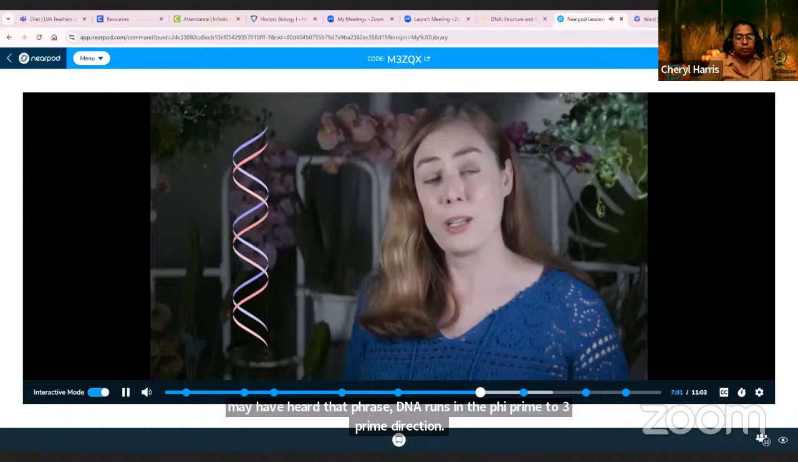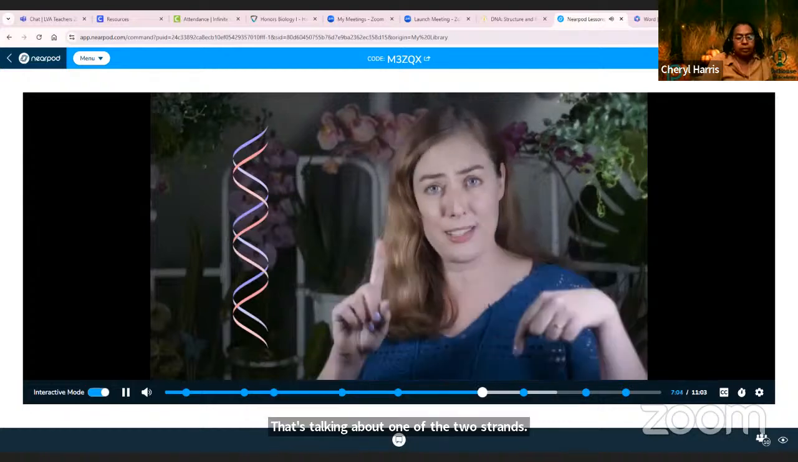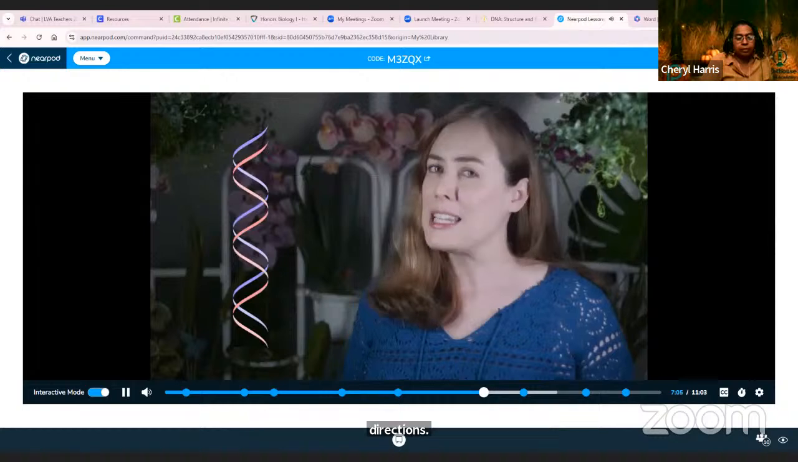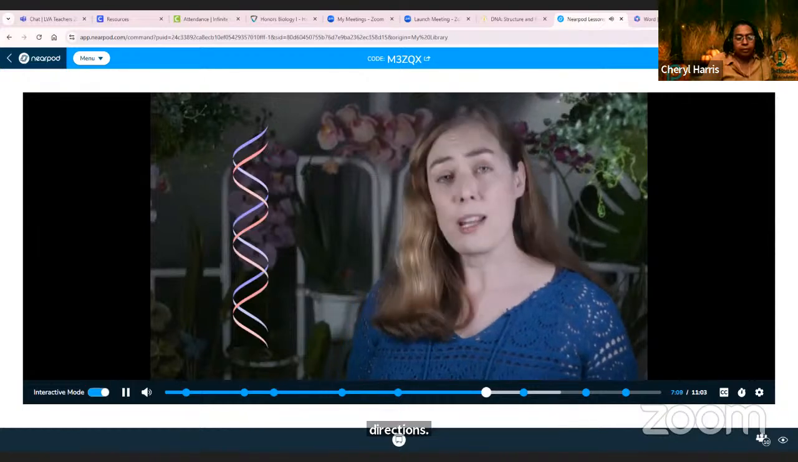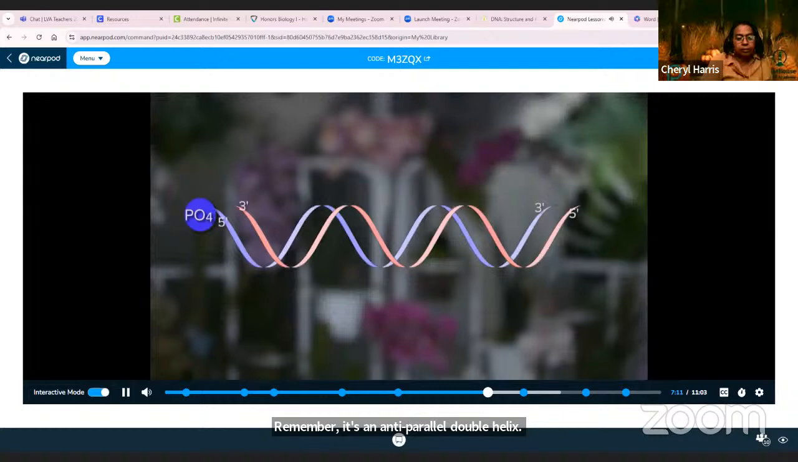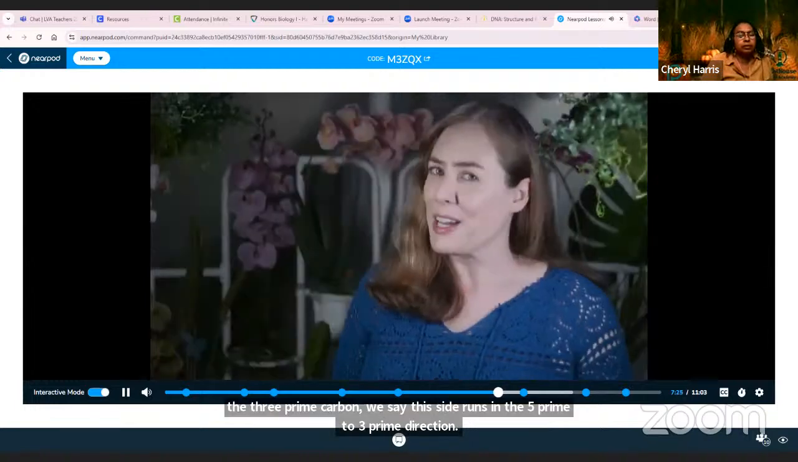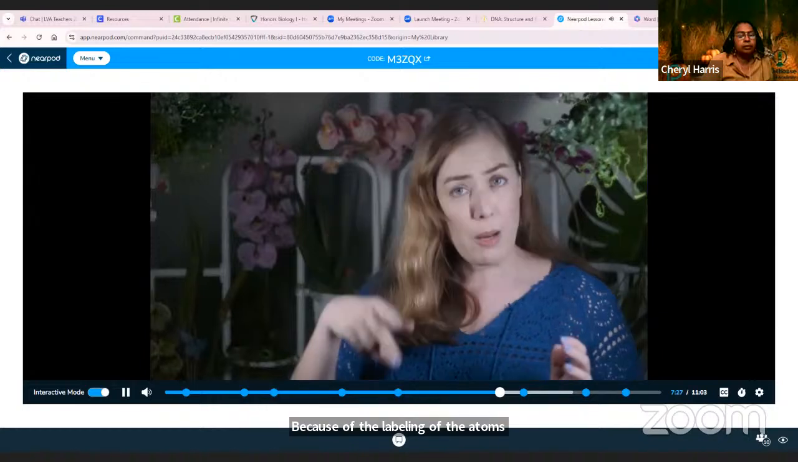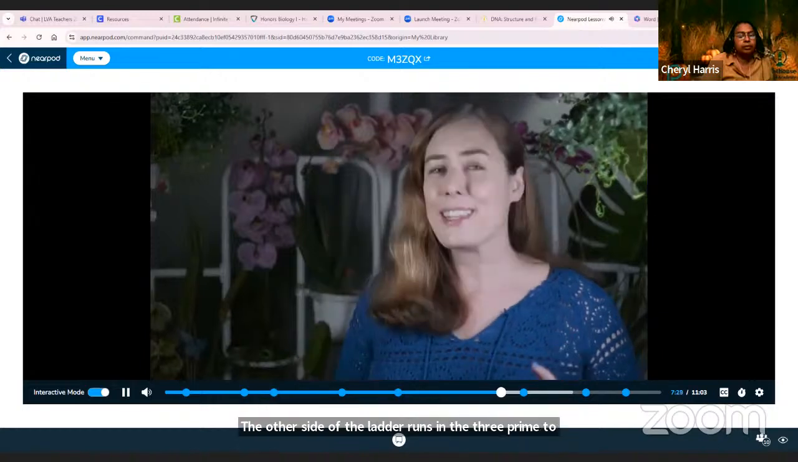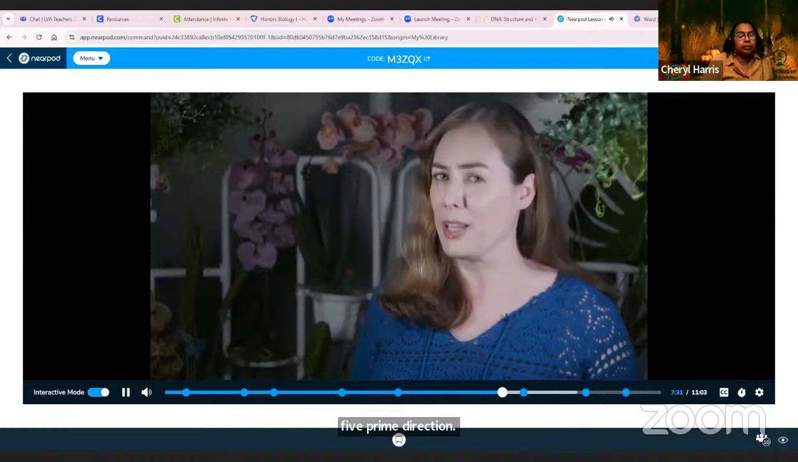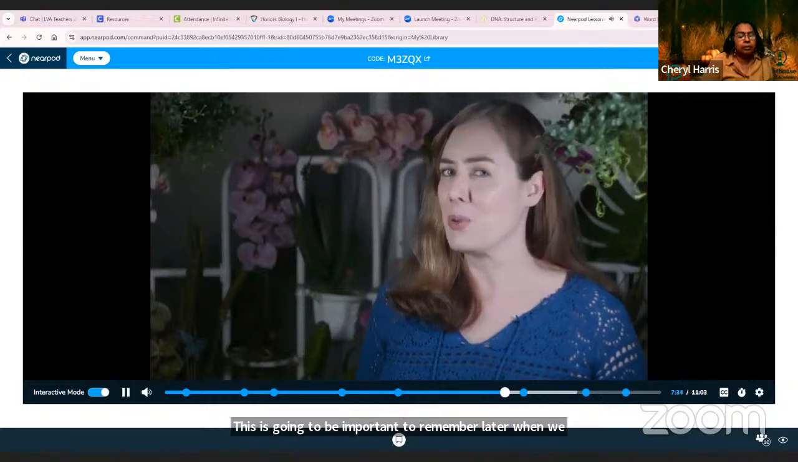You can see the sides of the ladder run in opposite directions. Remember, it's an anti-parallel double helix. On one end of a DNA strand, there's a phosphate group attached to the 5' carbon, and the other end of that strand has an OH group on the 3' carbon. We say this side runs in the 5' to 3' direction because of the labeling of the atoms. The other side of the ladder runs in the 3' to 5' direction. This is going to be important to remember later when we study how information is stored in DNA.